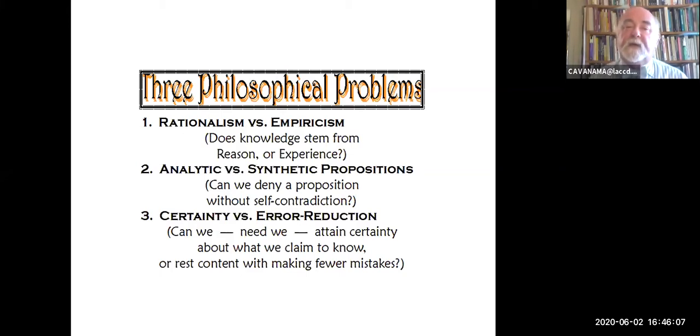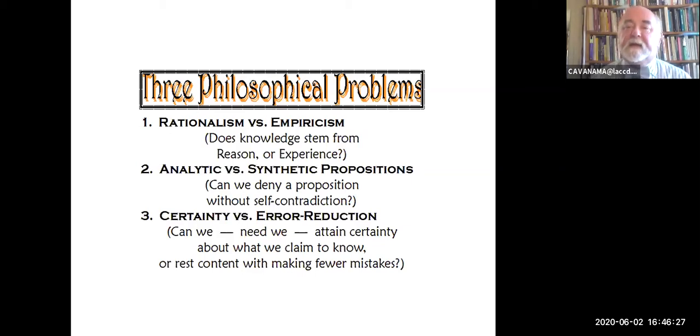I just went through them briefly, and then we'll take the first one today: rationalism versus empiricism. And the question there is, where do we get our knowledge? The classical answers are that we get our knowledge through reason, or we get our knowledge through experience. And of course, there is the synthetic view: we get our knowledge through both.